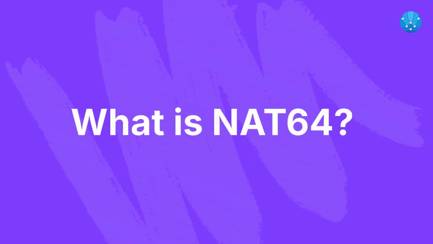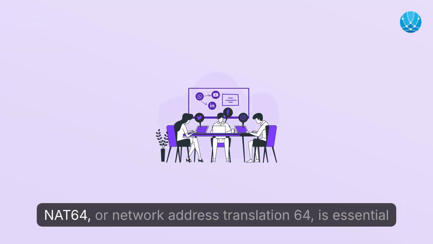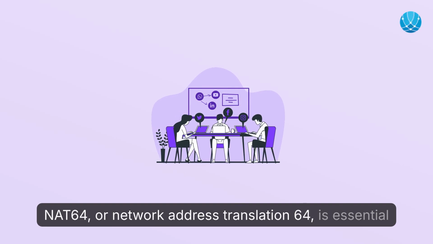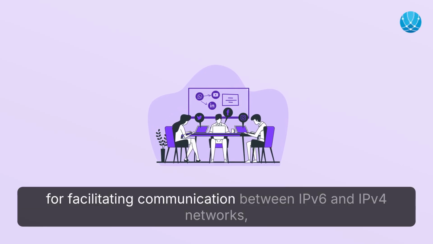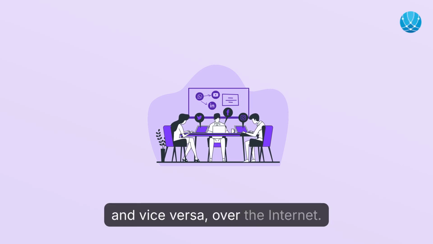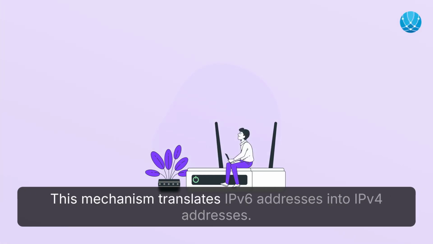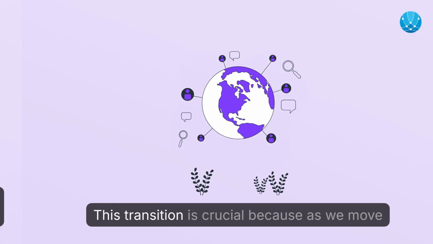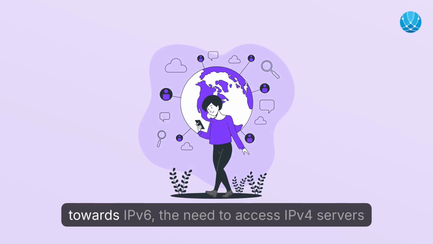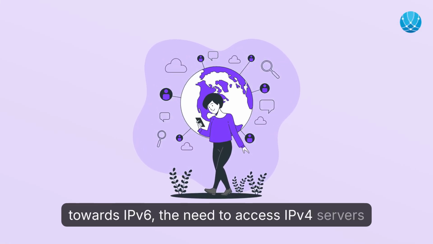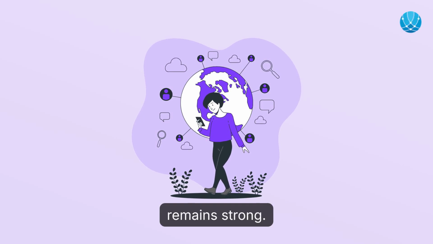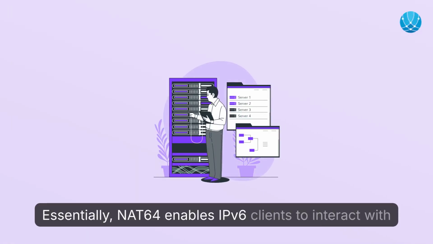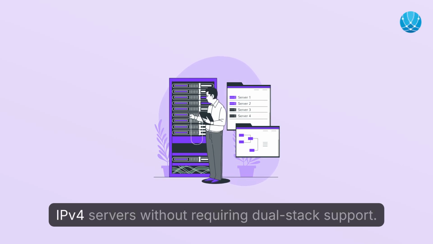What is NAT64? NAT64, or Network Address Translation 64, is essential for facilitating communication between IPv6 and IPv4 networks, and vice versa, over the internet. This mechanism translates IPv6 addresses into IPv4 addresses. This transition is crucial because as we move towards IPv6, the need to access IPv4 servers remains strong. Essentially, NAT64 enables IPv6 clients to interact with IPv4 servers without requiring dual-stack support.